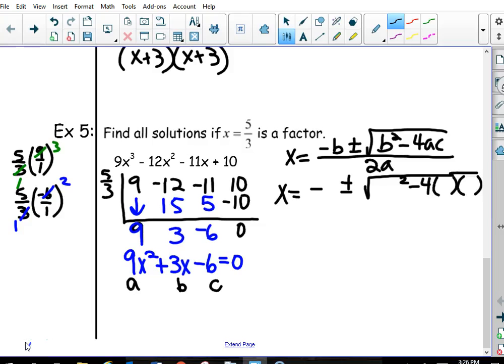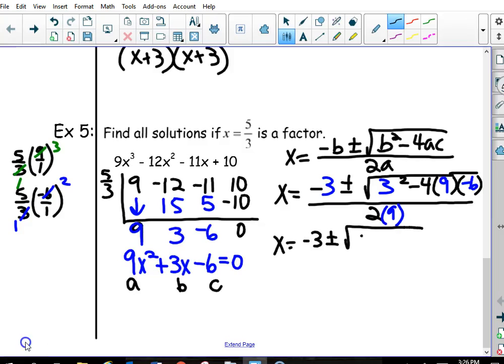Now, I like to have blanks for all of my fill-ins. So B is 3, and for AC, 9 and negative 6, and 2 times 9. Okay, 4 times 9 is 36. Negative 36 times a negative 6 is 216. And that's over 18.